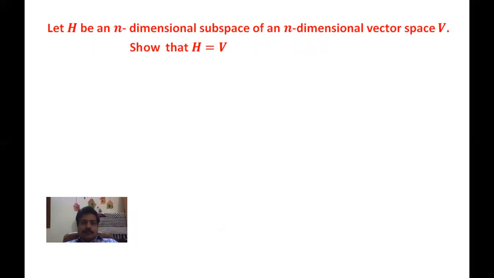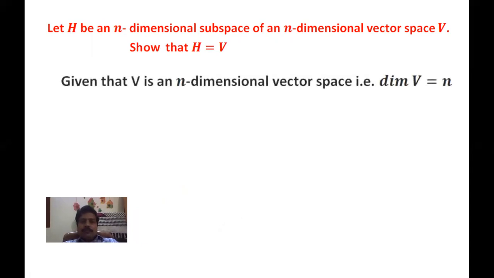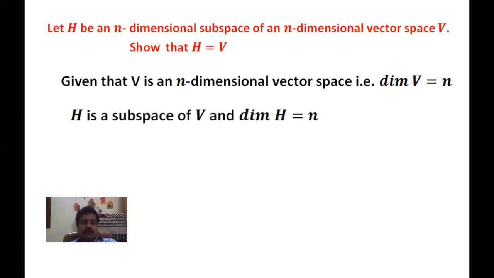This is one more problem. Let H be an n-dimensional subspace of an n-dimensional vector space V, then show that H is equal to V. Given that V is an n-dimensional vector space, that is, the dimension of V is equal to n, and H is a subspace of V, and the dimension of H is also n. This is all the given hypothesis.